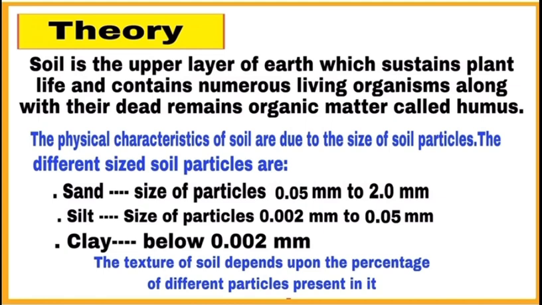देखिए कौन कौन से particles soil में पाए जाते हैं. Soil में contain sand, silt and clay और उनका sizes देखिए कितना vary करता है. The size of sand particle is from 0.05 millimeter to 2.0 millimeter. Size of silt particles is from 0.002 millimeter to 0.05 millimeter and size of clay particles is below 0.002 millimeter. And the texture of soil depends upon the percentage of different particles present in it.